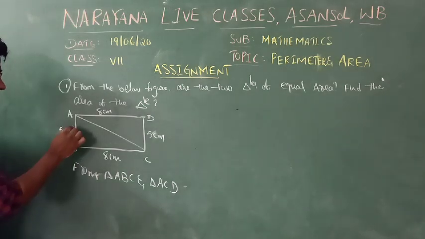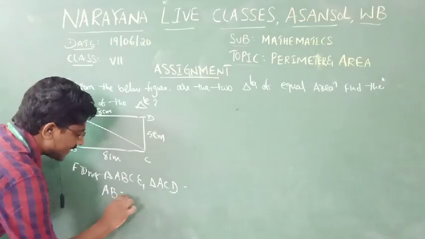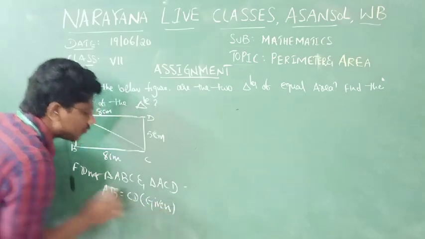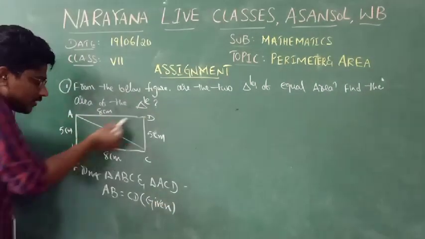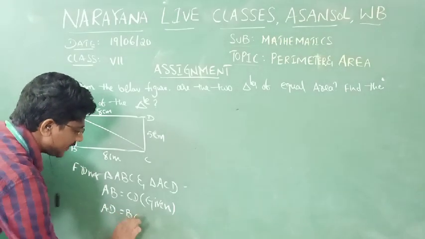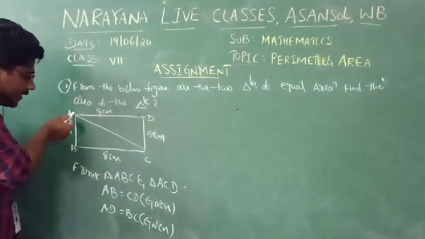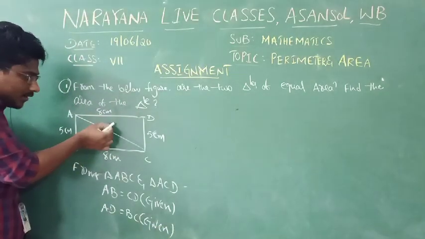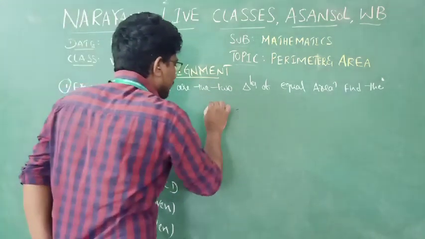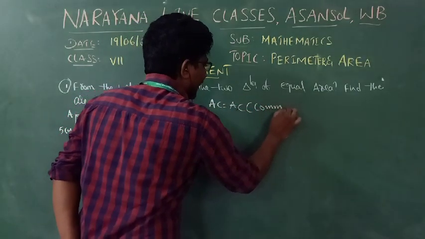Here, if you take this, AB is equal to CD. Why? Because opposite sides of a rectangle are equal. It is given in the question. Next, AD is equal to BC. AD is equal to BC. It is also given in the question. Next, for this triangle, it is a common side. AC is equal to AC, it is a common side.